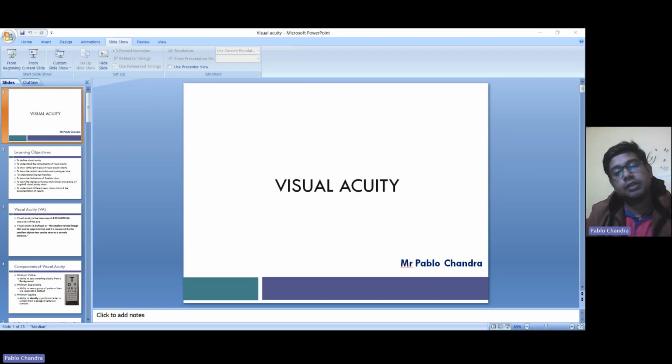Next is to learn the limitations of the Snellen chart. As I told you at first, there are different types of charts available. According to this chart, we will understand the total functioning of the chart as well as the limitations of the chart, so that we can know what is the better chart which we can use for that age group of patients.